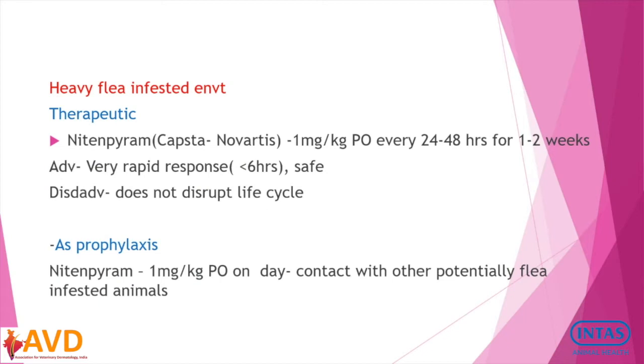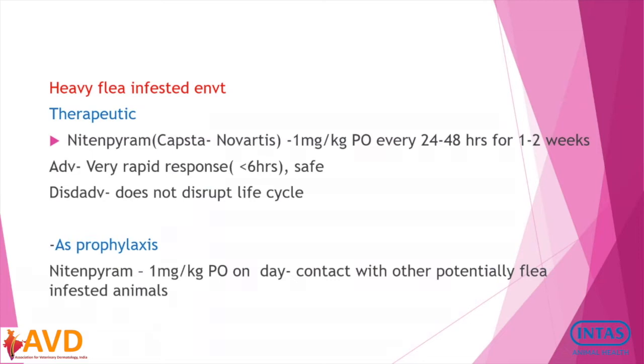In the case of a heavily flea-infested environment, we can go for nitenpyram, which can be used therapeutically and prophylactically. Therapeutically, it can be used at 1 milligram per kg orally every 24 to 48 hours for 1 to 2 weeks. A very rapid response can be seen; as I told you, it starts within 20 to 30 minutes, and the complete efficacy is seen within 6 hours, and it is a very safe drug. The disadvantage is that it does not take care of the life cycle. It will not disrupt the life cycle and cannot take care of the environmental stages. As a prophylaxis, it can be given at 1 milligram per kg on the day of contact with potentially infested animals.